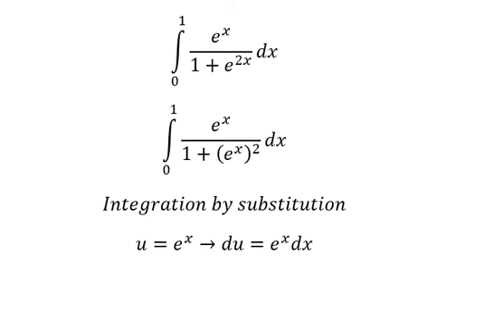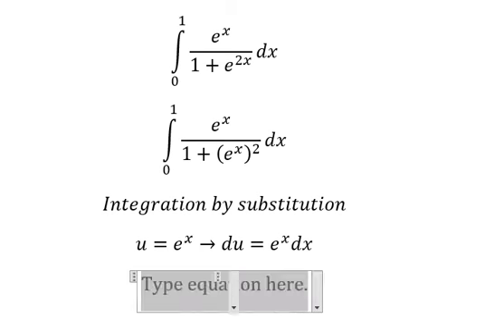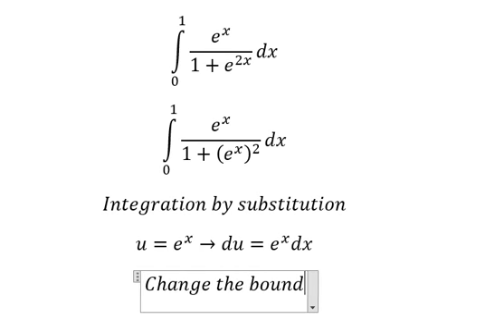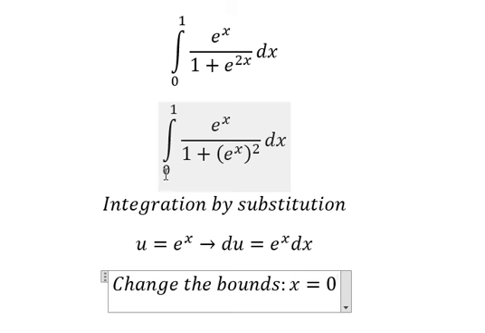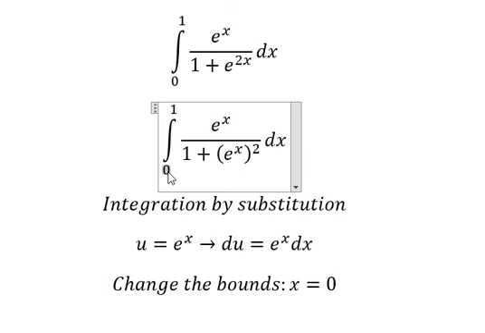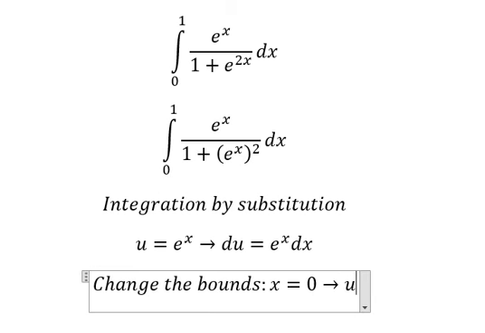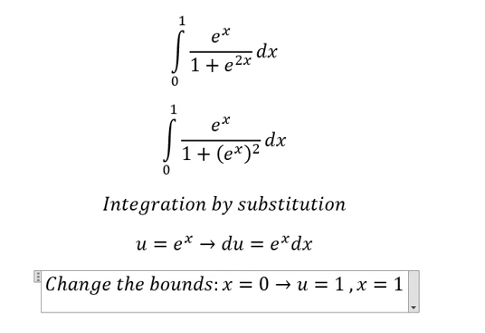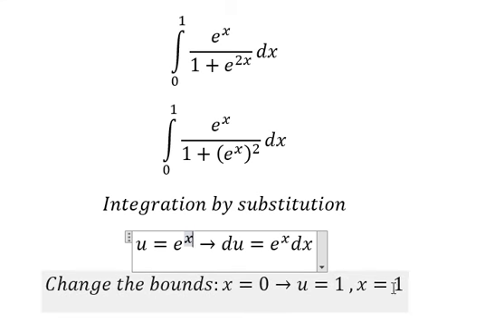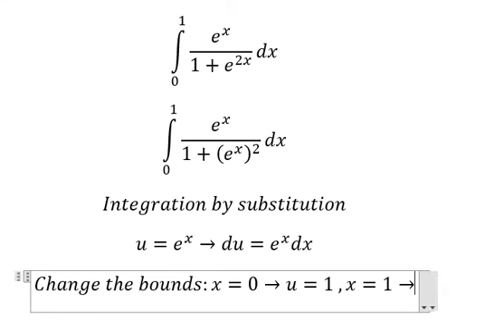Next, we need to change the bounds. When s equals 0, that is from here, so I will put 0 in here, and we have u equals 1. When s equals 1, we need to put 1 in here, and we have the value of u equals e.